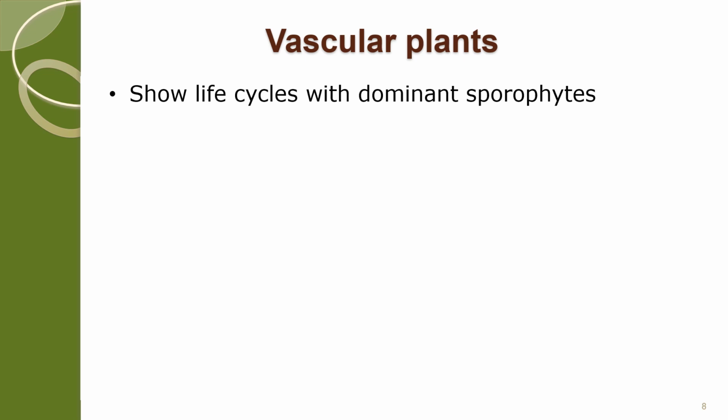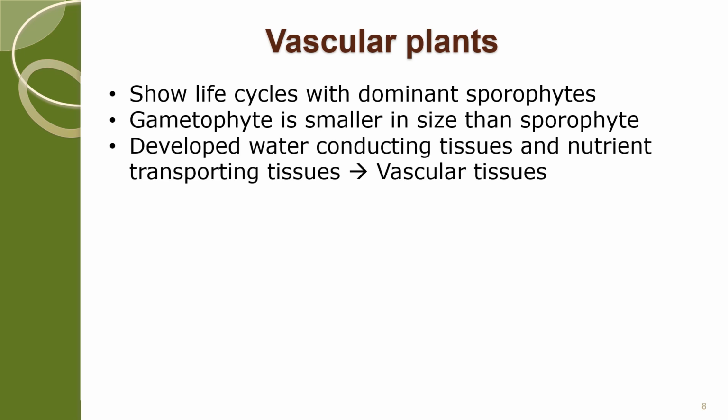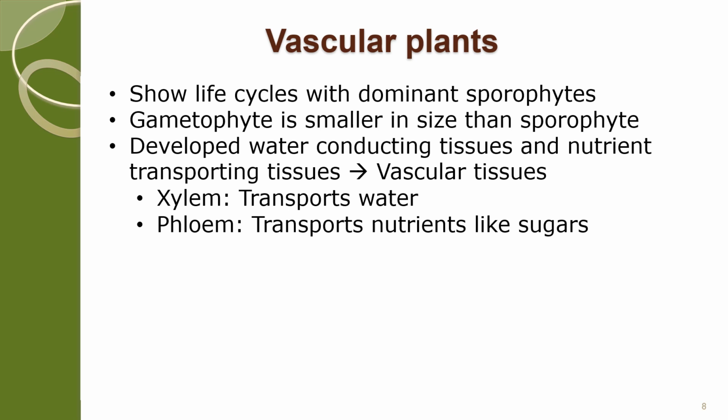Unlike non-vascular plants, vascular plants show the presence of a dominant sporophyte in their life cycle. This is the diploid part of the plant's life cycle. They do show the presence of the haploid gametophyte, but this gametophyte is much smaller in size than the sporophyte. Vascular plants have evolved water-conducting channels or tissues, as well as nutrient-transporting tissues, and both of these are called vascular tissues. Xylem is an example of a vascular tissue that enables the transport of water throughout the plant, while phloem is another type of vascular tissue that aids in the transport of nutrients like sugars.